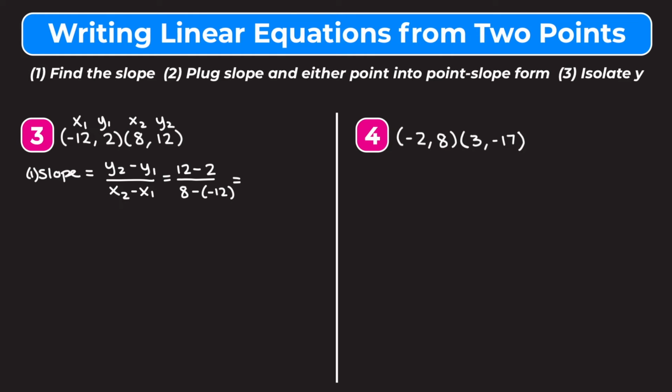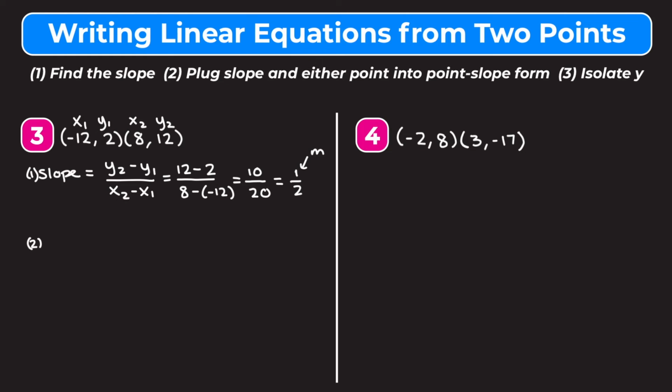On the top, 12 minus 2 is 10. On the bottom, 8 minus negative 12 is the same as 8 plus 12, so that's 20. And 10 over 20 simplifies to 1/2, so we get a slope of 1/2. And remember, this is our m value.